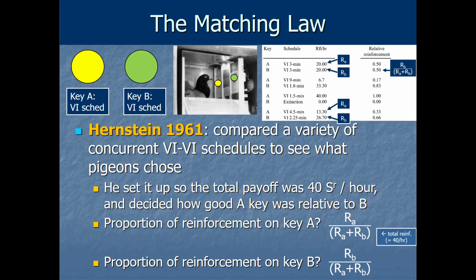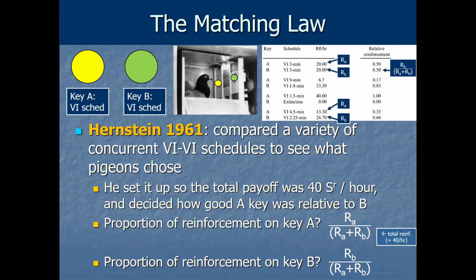The one below that is a VI 1.5 minute schedule versus extinction, the side that never rewards you. That means key A gives 100% of the rewards and key B gives 0%. So the proportion would be 100% on key A and 0% on key B. You kind of get the idea. That's all we've got here in this relative reinforcement column off to the right.